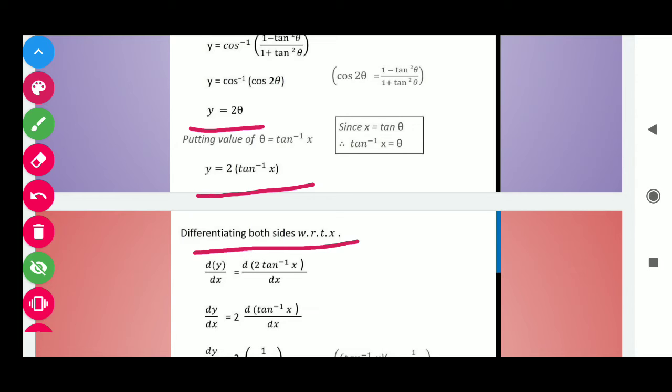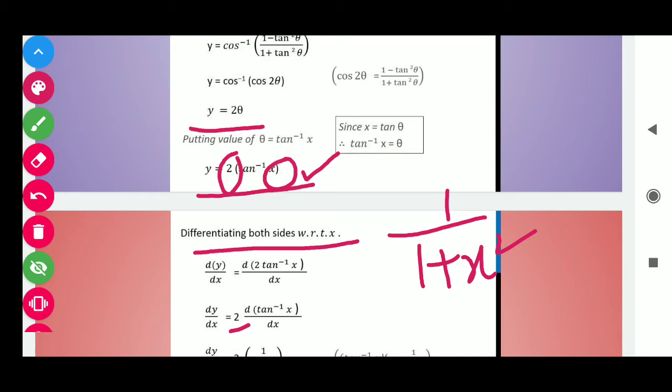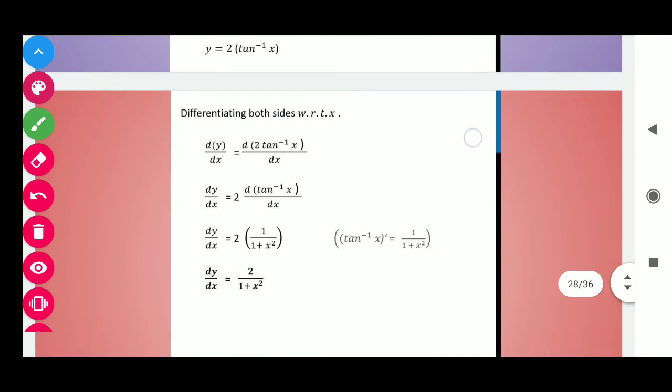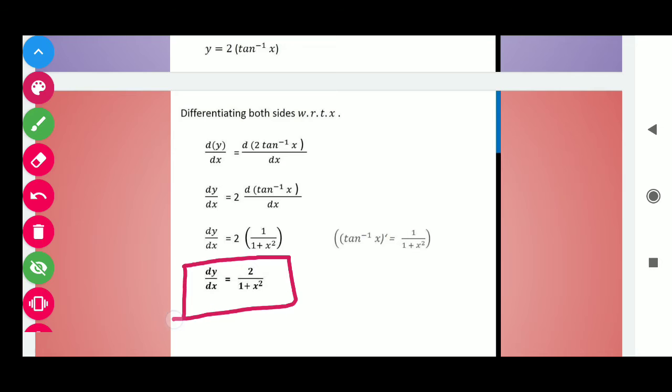In this way 2 is constant here, so 2 remains as it is, and the derivative of tan inverse x is 1 over 1 plus x square. This is the formula, and the derivative of x is 1. Okay, so in this way we get the required result. The result is dy over dx is equal to 2 over 1 plus x squared. Now move to the next one.